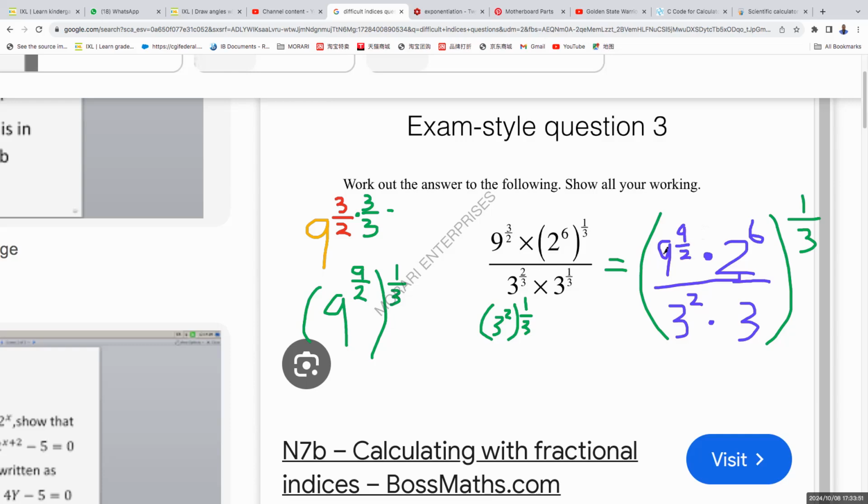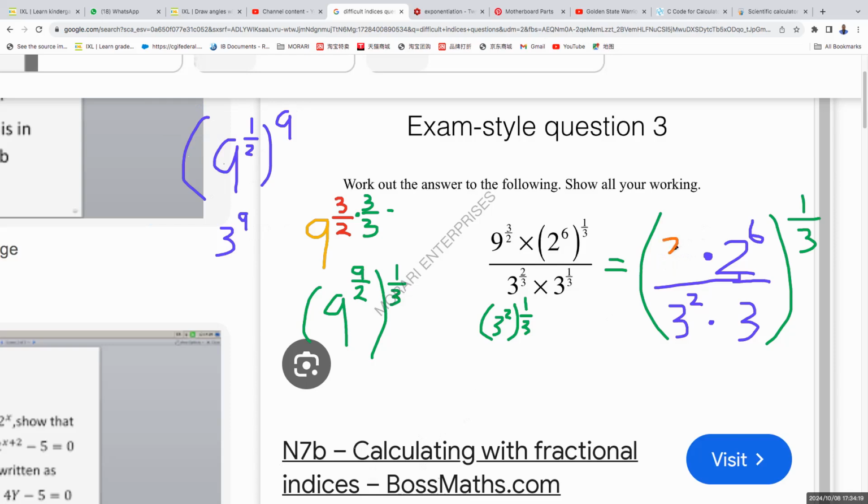So again, 9 to the power 9/2 can be expressed as 9 to the power half all to the power 9. And 9 to the power half is 3. It just means square root of 9. So that is 3 to the power 9. So you see how this part will collapse again and becomes 3 to the power 9. Do you get it?